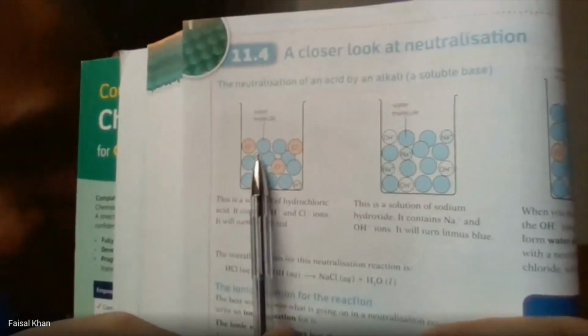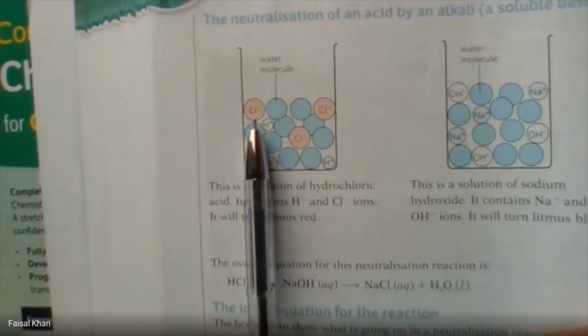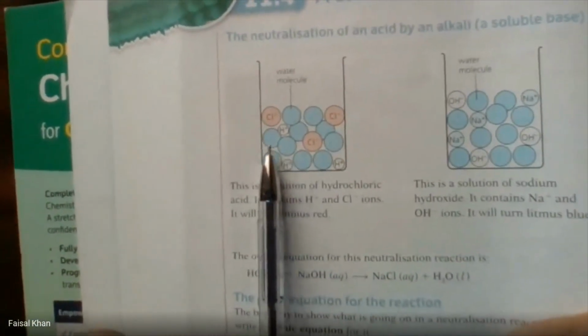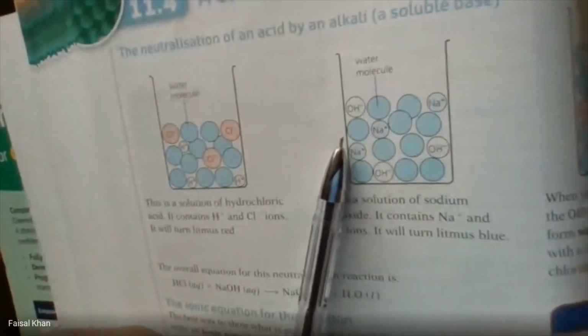This is for the process of neutralization, okay? So, if you have an ionic compound dissolved in water, this is hydrochloric acid. It consists of hydrogen ions and chloride ions. Okay, the molecules of water here are just represented by these blue circles. Okay, here's another example over here. This is sodium hydroxide. This is an alkali.